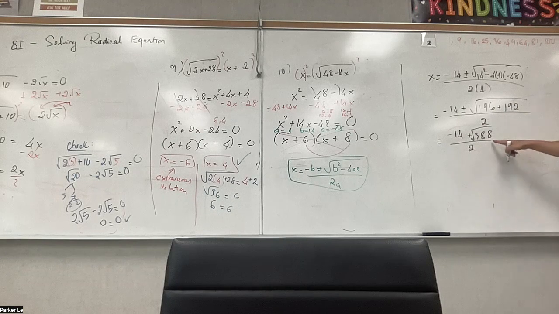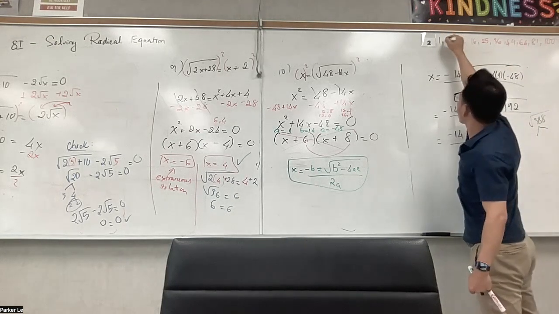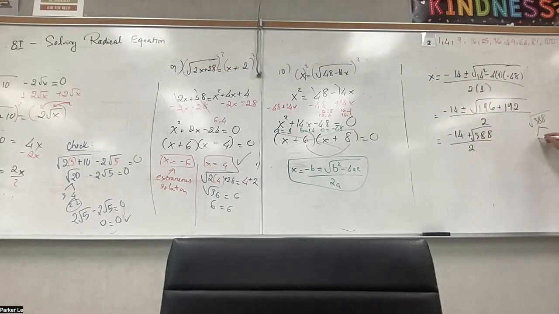Okay, 338. Now, 338, can you divide it? You always try with a perfect square number. So divide by 4, you're going to have 97. And 4 is 2 and 2.